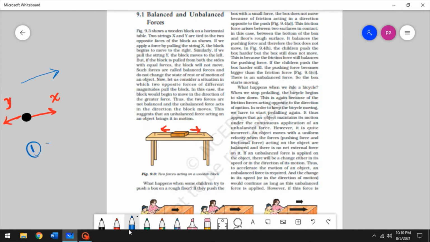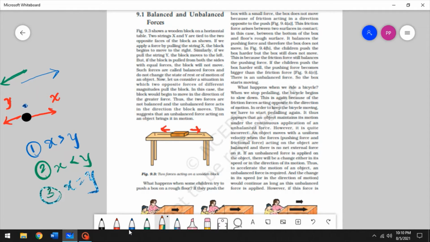If x is greater than y, this is what is going to happen. Switch colors here. If x is less than y, the object will have an overall direction of motion towards the left. And then the third situation: if x is equal to y, then the object will stay where it is.